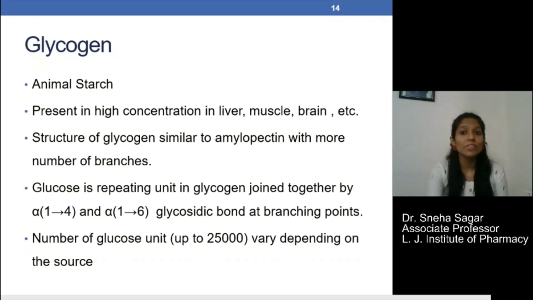The structure of glycogen is similar to that of amylopectin, with a greater number of branches. Glucose is the repeating unit in glycogen. They are joined together by alpha 1,4 glycosidic bonds and alpha 1,6 glycosidic bonds. The molecular weight of glycogen ranges up to 10 raised to 8.